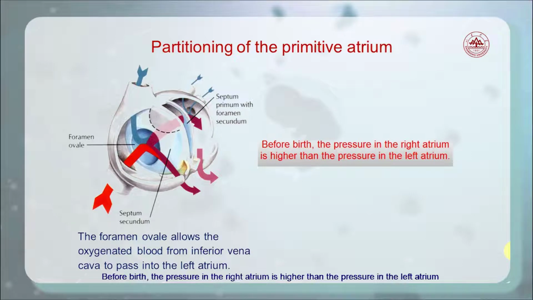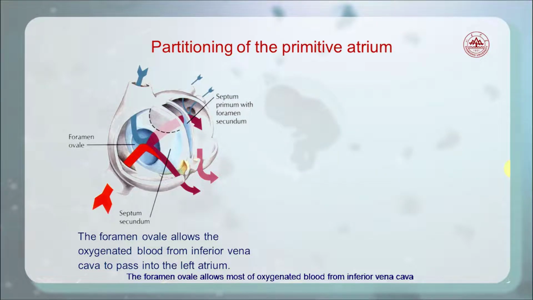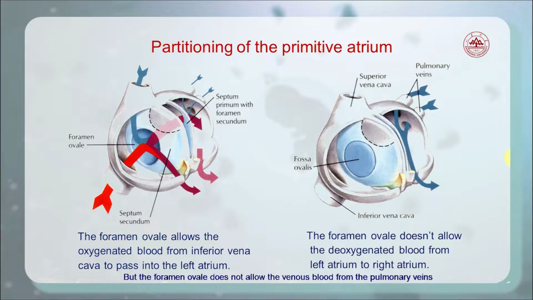Before birth, the pressure in the right atrium is higher than the pressure in the left atrium, because the pulmonary circulation is not established. The foramen ovale allows most of the oxygenated blood from the inferior vena cava to pass directly into the left atrium. But the foramen ovale doesn't allow the venous blood from the pulmonary veins to pass into the right atrium, because the remaining septum primum is pressed tightly against the septum secundum. The foramen ovale is closed tightly.